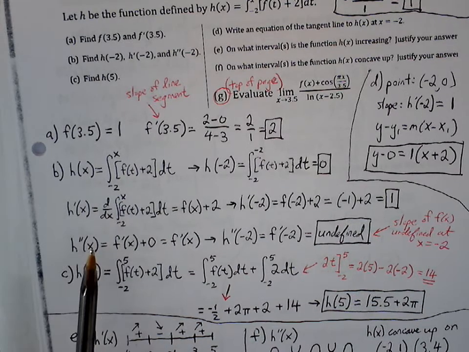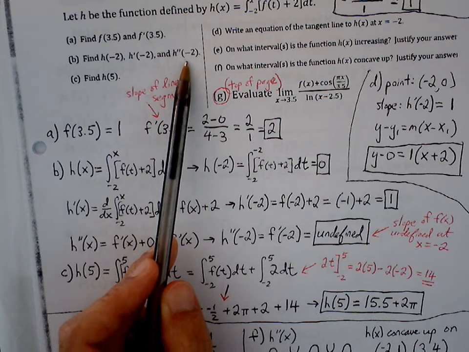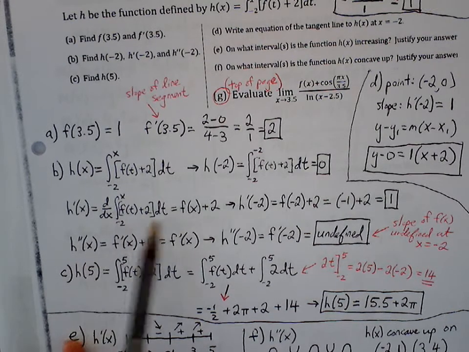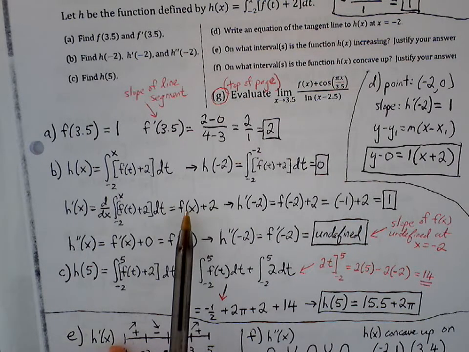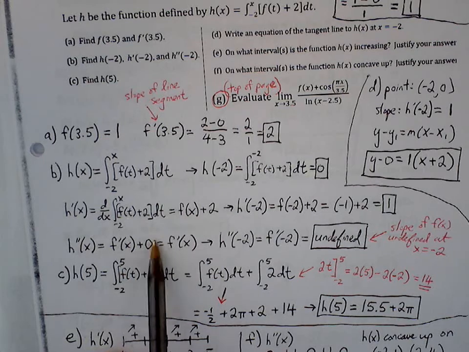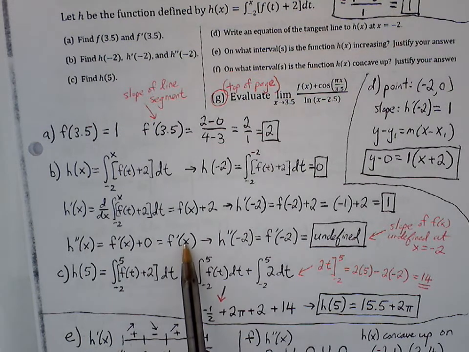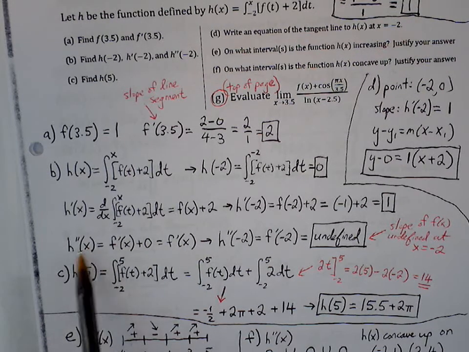All right, next up, h double prime of negative 2. So to find h double prime of negative 2, we first have to find h double prime of x. h double prime of x is just taking our h prime expression and finding the derivative. So f becomes f prime, 2 goes to 0. So now we have f prime representing the formula for h double prime of x.